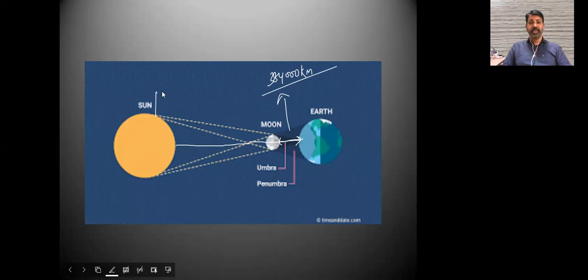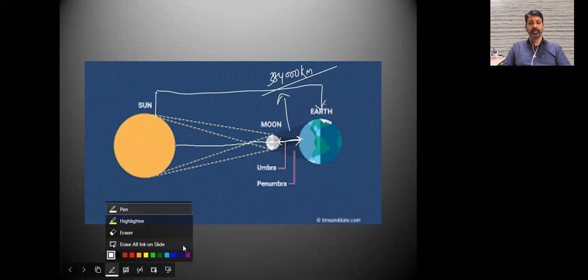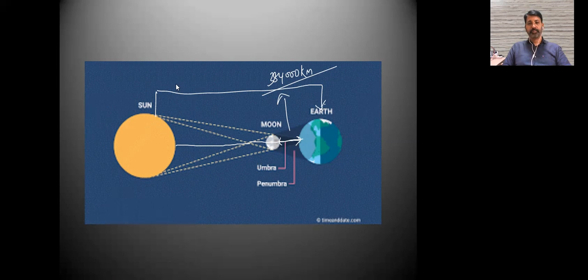And what is the distance between the sun and the earth? Sun and the earth. Anybody? So the sun and the earth distance varies approximately between 147 million kilometers to 157 million kilometers. So why is there such a massive difference? Because the earth is moving in an elliptic pathway. You got the point.